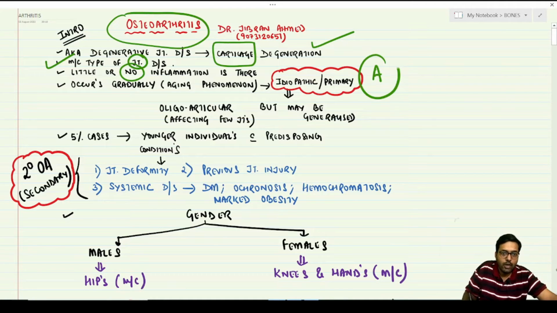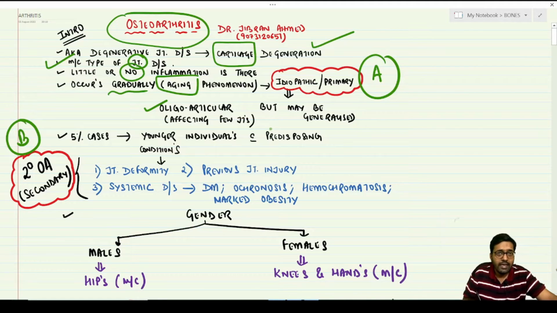Remember that there are 2 important types of osteoarthritis. One is the idiopathic or primary variety, and the other is the secondary variety. Majority of the cases of osteoarthritis are idiopathic or primary in nature, which means there is no well-defined cause. It occurs gradually, and it is regarded as an aging process. This primary variety affects very few joints. It is oligoarticular and involves older individuals, although in a few cases it might be generalized.